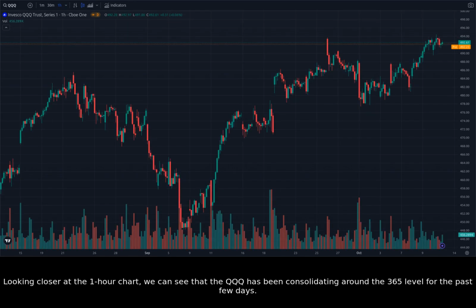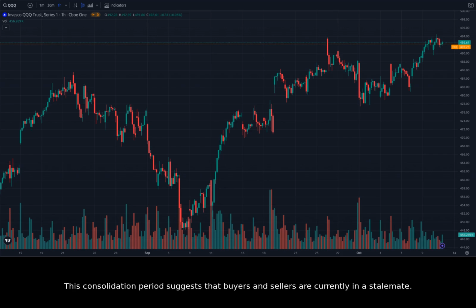Looking closer at the 1-hour chart, we can see that the QQQ has been consolidating around the 365 level for the past few days. This consolidation period suggests that buyers and sellers are currently in a stalemate. However, we've noticed a slight upward bias as the last few candlesticks have closed slightly above the opening price. This could be a sign that buyers are regaining momentum and are preparing to push the price higher.